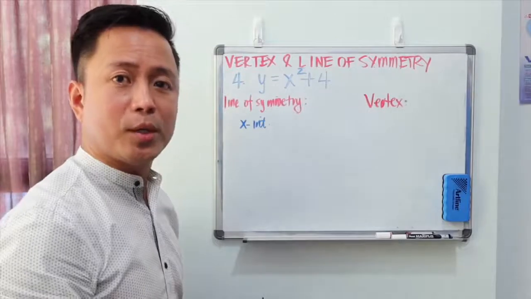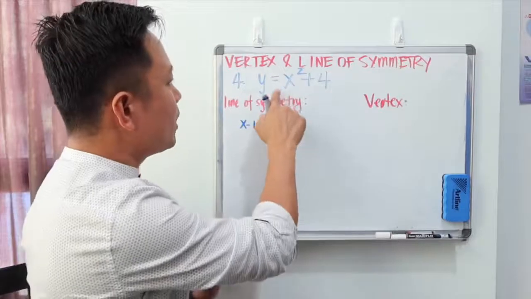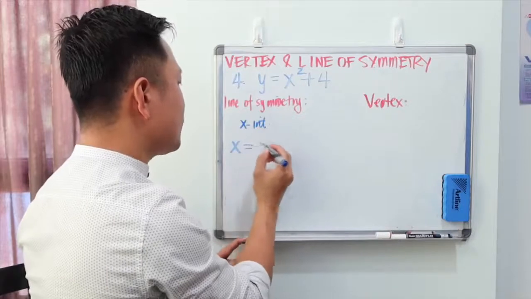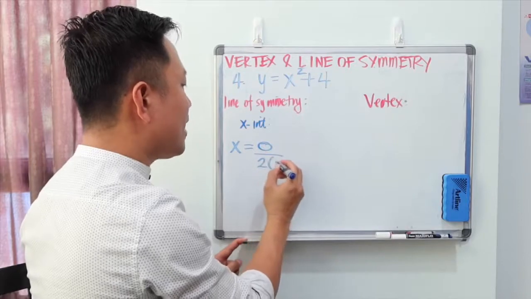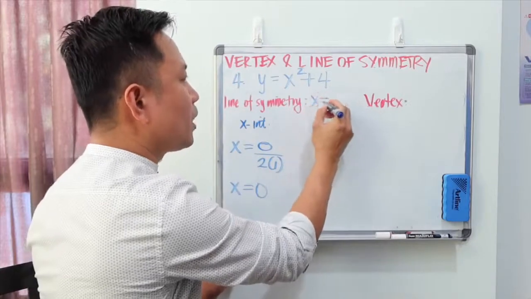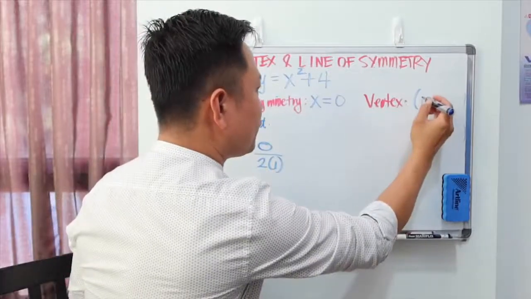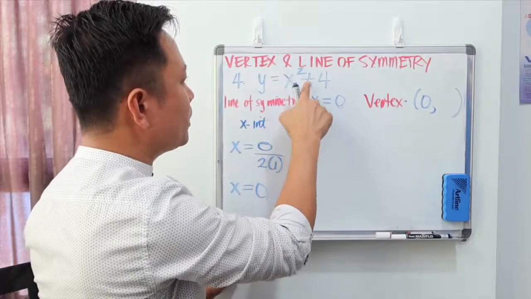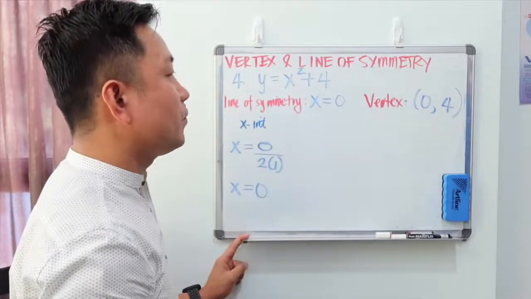Our question 4 is y is equal to x squared plus 4, which means that our a value is 1, b is 0, and c is 4. So in solving for the x-coordinate of the vertex, we have negative b, which is 0, over 2 times our a value, which is 1, which means that the line of symmetry is x equals 0, the same thing as the y-axis. Again, solving for the vertex, we substitute x is 0, and we have 0 squared plus 4, so we have a vertex at 0, comma 4.